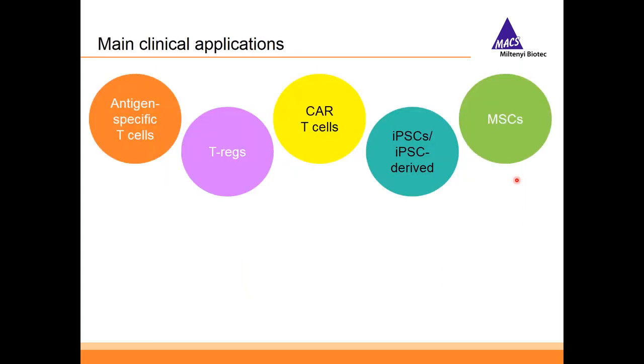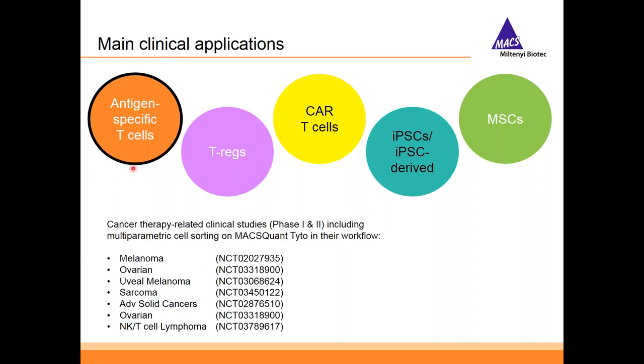Now, the main clinical applications we see for this kind of cell sorting so far is one of the examples I already showed, especially for antigen-specific T cells. But we also see a strong demand to sort Tregs using multi-parametric fluorescence-based cell sorting. CAR T cells are also very, very strongly in the focus, as well as iPSCs or all kinds of iPSC-derived cells or MSCs as well. And as I said before, the antigen-specific T cells are already quite heavily used and sorted on Tyto.